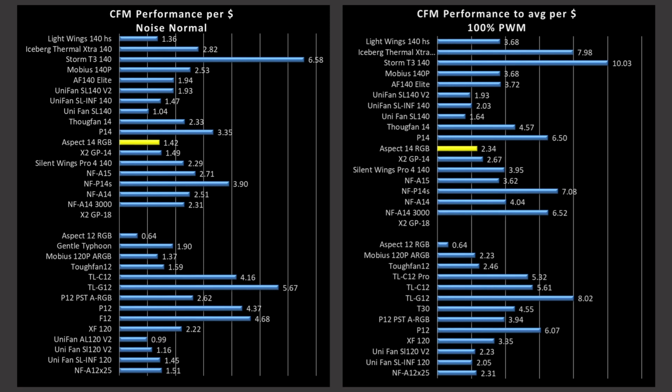I would pay 20, maybe 25, under 30 for this fan, and then I would consider it a fairly good value. But anything over that, I would get something else. Let's move on to the next section.